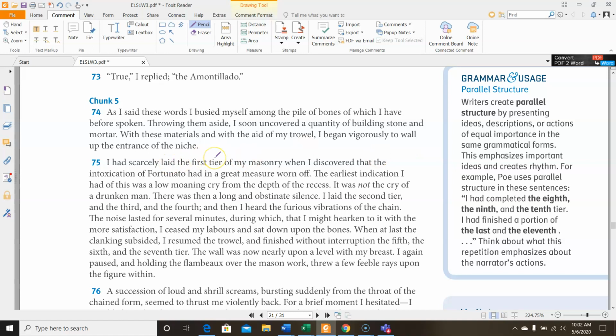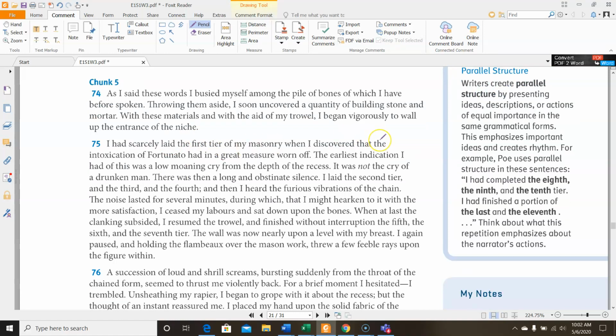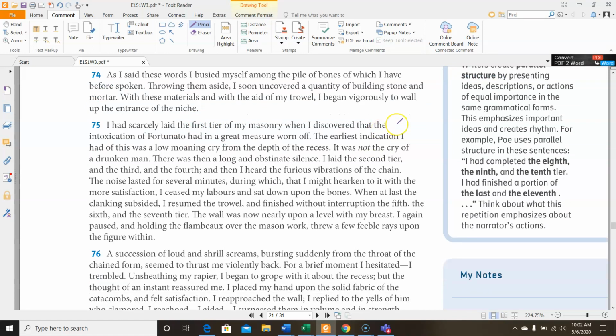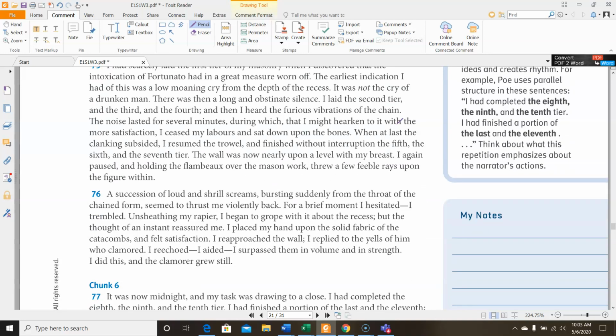I had scarcely laid the first tier of my masonry when I discovered that the intoxication of Fortunato had in a great measure worn off, so he's becoming less drunk. The earliest indication I had of this was a low moaning cry from the depth of the recess. It was not the cry of a drunken man. There was then a long and obstinate silence.